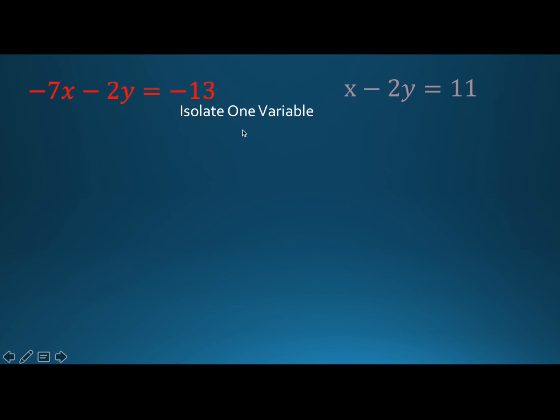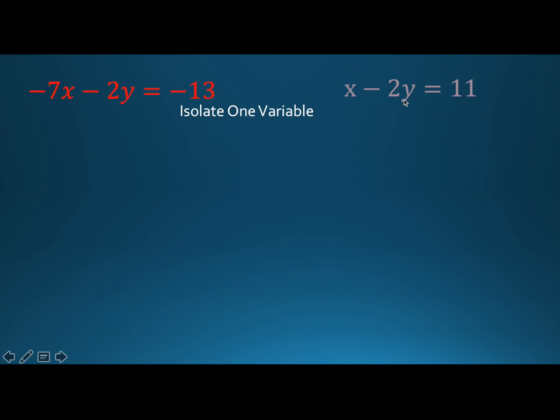Here's our last example. Negative 7x minus 2y equals negative 13, and x minus 2y equals 11. Our last few examples had a variable isolated already, so we could essentially skip this first step. Now we don't have a variable isolated, so we have to get one isolated. Doesn't matter what variable or equation you use, but I would look for the one that has the least amount of steps. I'm going to isolate the x on the second equation.